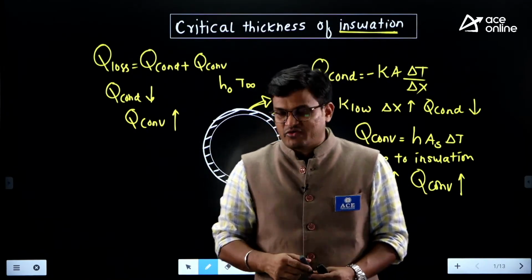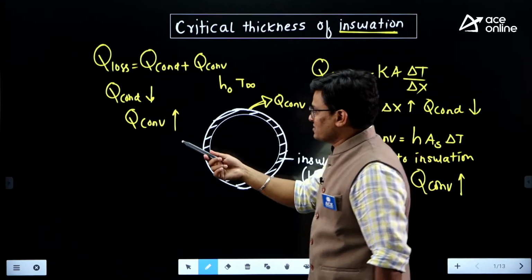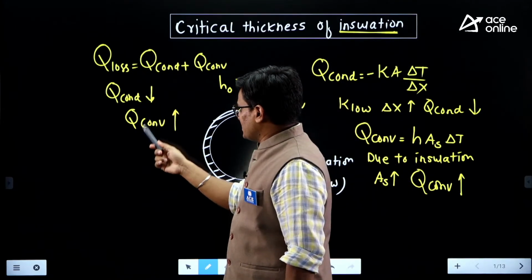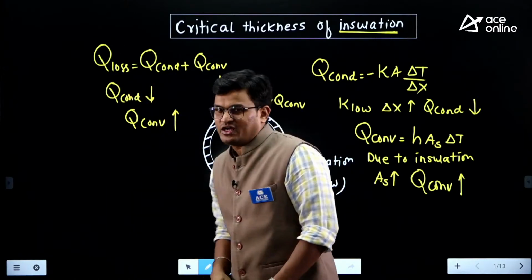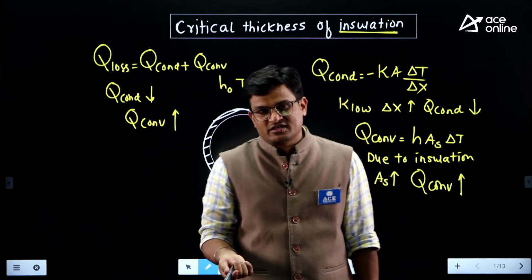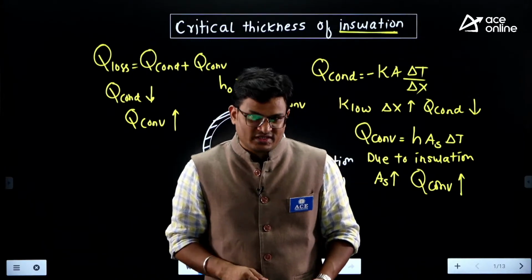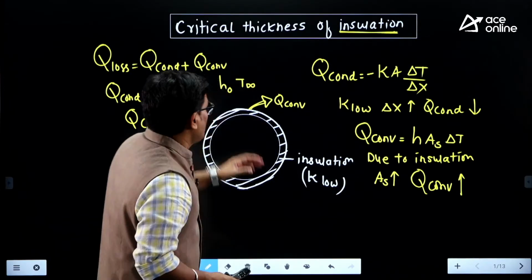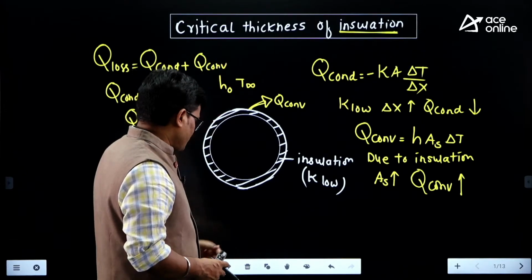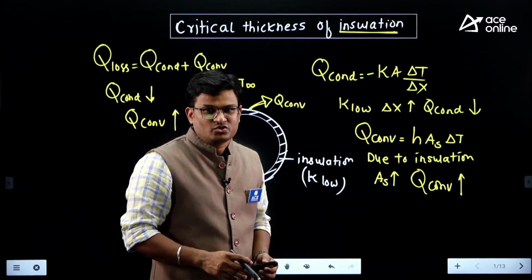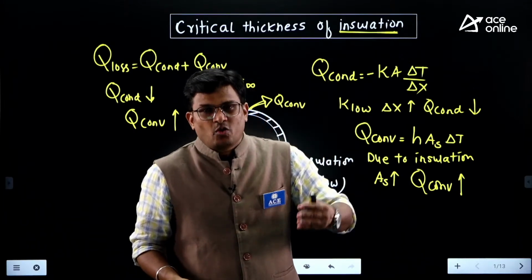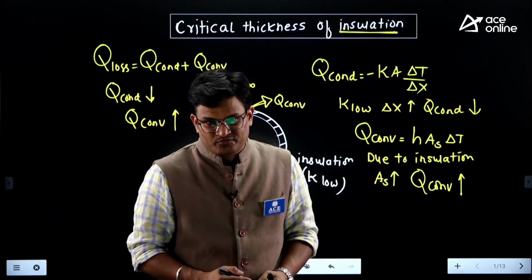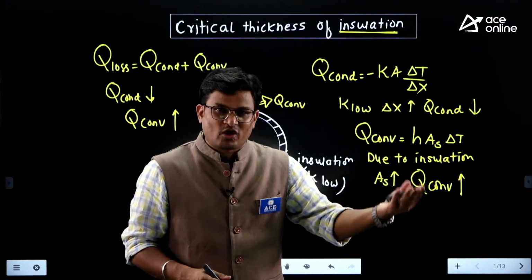In a similar way, roughly, conduction is decreasing and convection is increasing. So we are not able to calculate whether the heat loss from the body is increasing or decreasing. Due to this reason, we need to study this topic, that is critical thickness of insulation. It's all about insulation, meaning what happens when you insulate with respect to thickness.